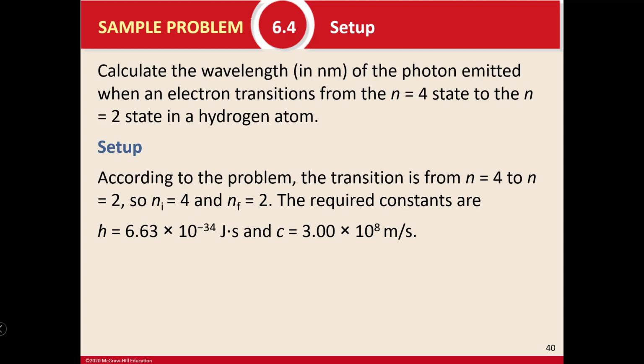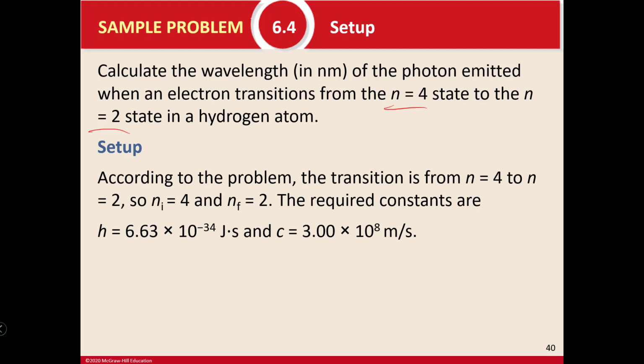But emission means the electron is falling from a higher energy level to a lower energy level, and it's going to emit that much energy. It's just like when you fall off a ladder. The higher you climb up the ladder, the worse it hurts when you fall off because you release more energy. Same thing here. Because we're going from n equals 4 to n equals 2, the electron is going to emit energy. If it emits energy, it has a certain frequency, and it also has a particular wavelength.